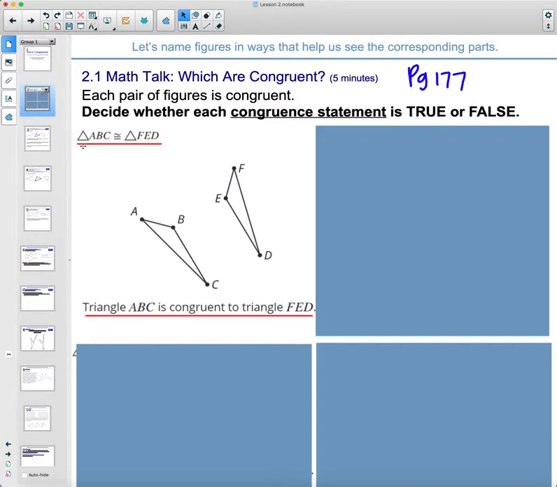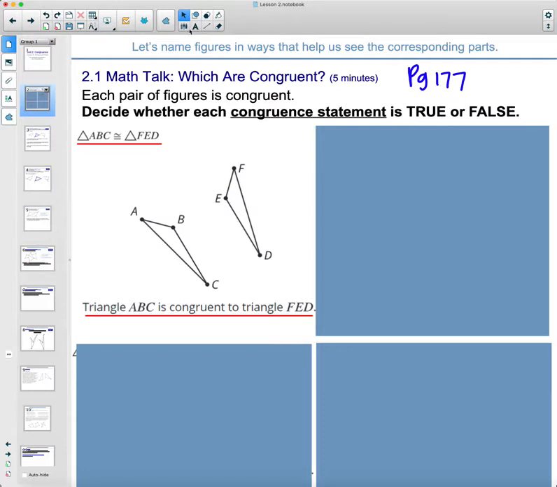You could use colored pencils or highlighters to go in order, naming each of these triangles and coming up with, does it make sense? Is it true? Is it false? You then should talk through that with each other. If you disagree with somebody, then you should talk it through and see if you can come to a consensus about your answer. You can pause the video and come back when you are finished.